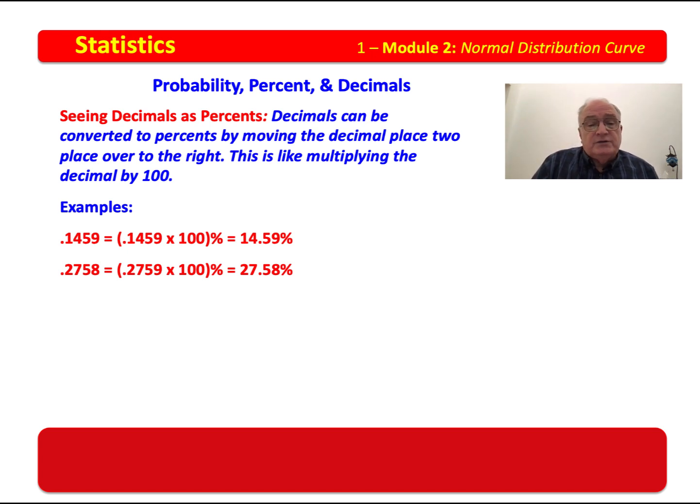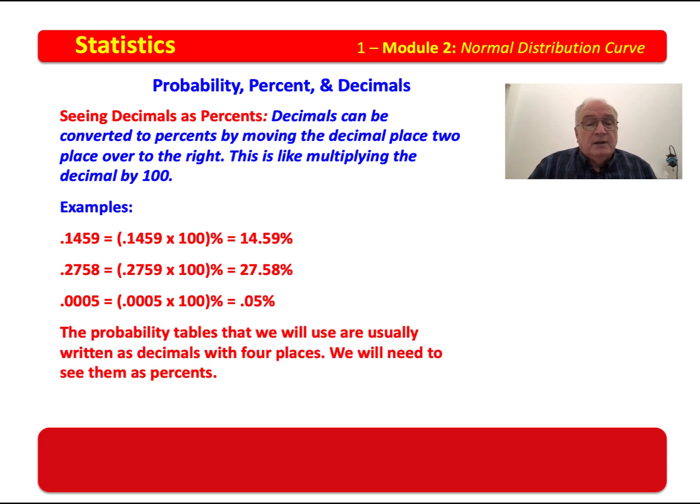0.2758 is 27.58%. 0.0005 is 0.05%. The probability tables that we will use are usually written as decimals with 4 places. Notice that I used 4 places in each of these. So our probability tables will be written this way, and we will convert them to percentages. We will need to see them as percents, even though they are written as decimals.